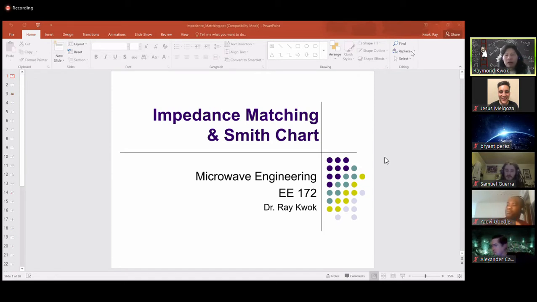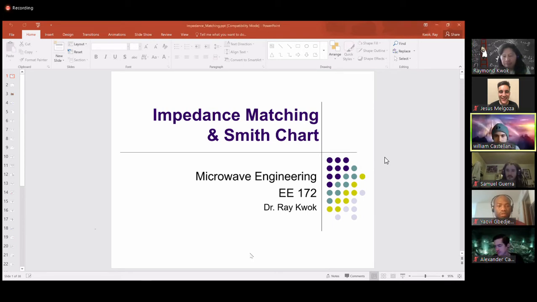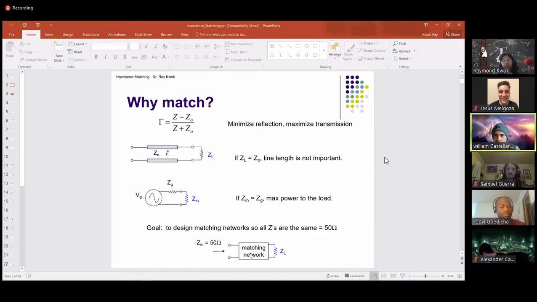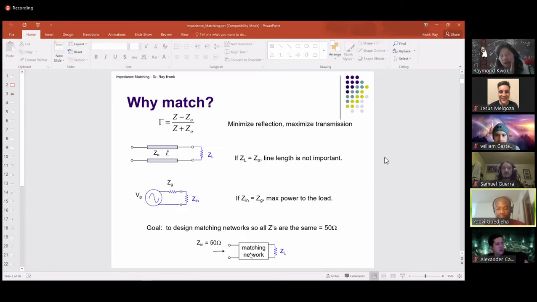So let's look at, oh, I have not shared this with you yet, huh? Sorry, I thought we were looking at this. Are we? We're good, right? Yeah, the impedance matching Smith chart slides. Lecture notes, yeah.